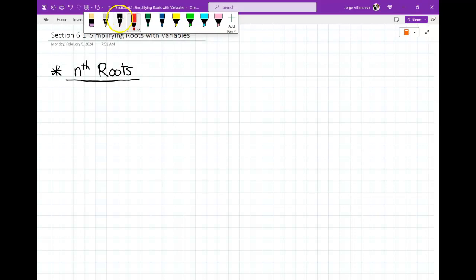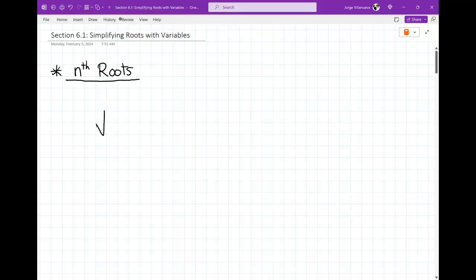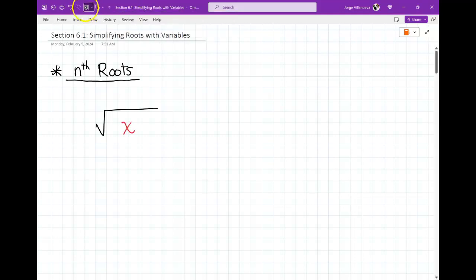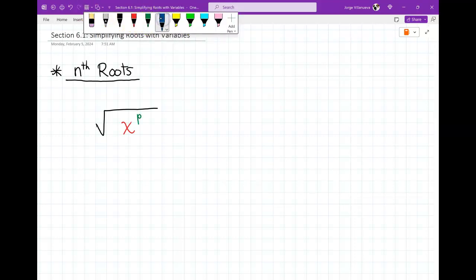So you're going to have your radical like this, okay? And then you have some kind of number or something on the inside, okay? So we're just going to put an x here. You have a power, usually, not always. And then an index, the I on the outside.